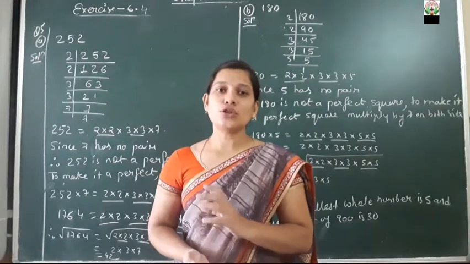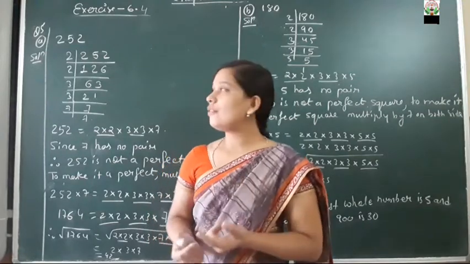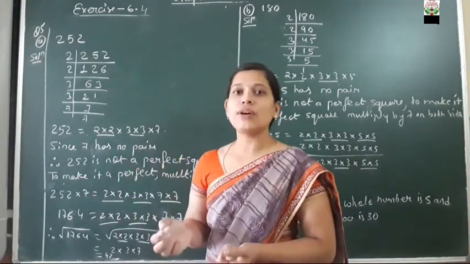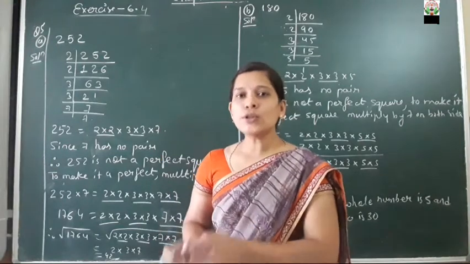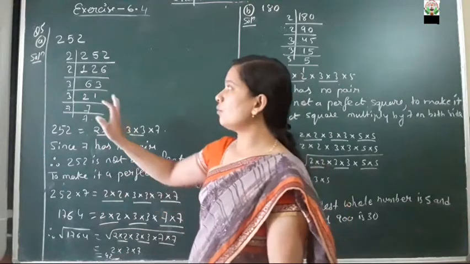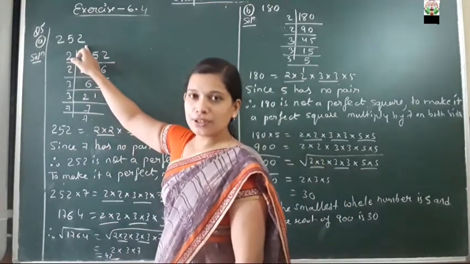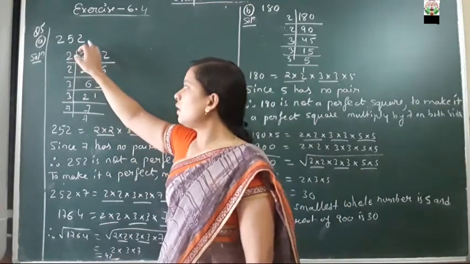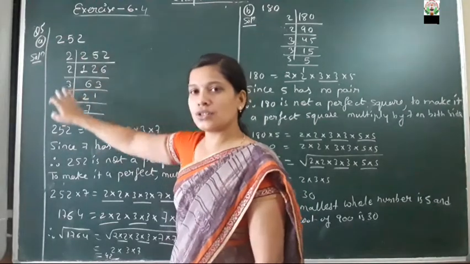जो स्मॉलेस्ट होल नंबर होगा वो 252 से मल्टीप्लाई हो करके एक परफेक्ट स्क्वायर बनाएगा, और उस परफेक्ट स्क्वायर का हमको स्क्वायर रूट फाइंड करना है. ठीक है, नाउ लुक हाउ टू डू. As we know that this is not a perfect square, so what we are going to do? We are going to do the factorization of that number.